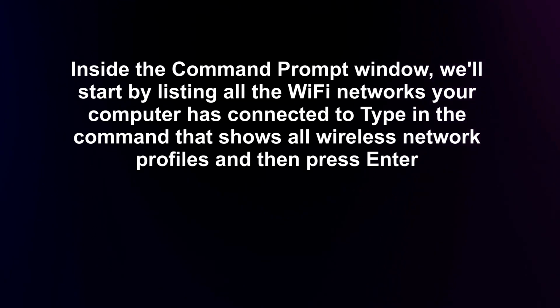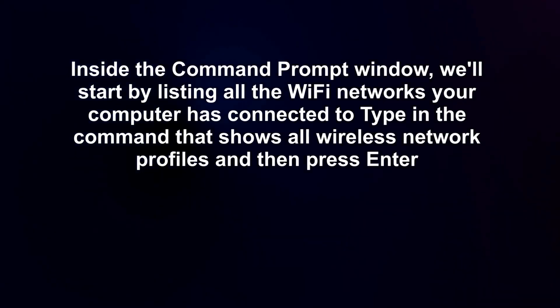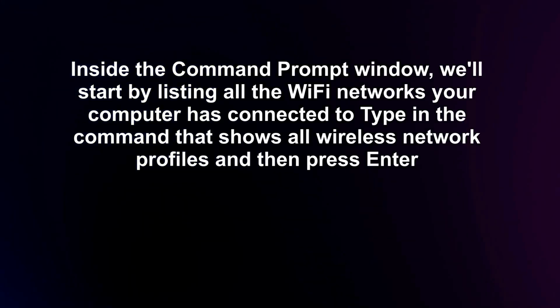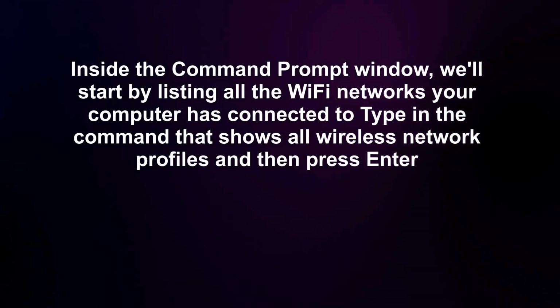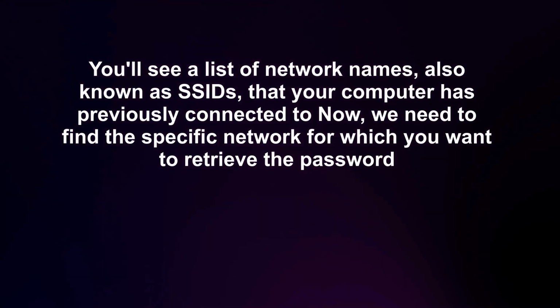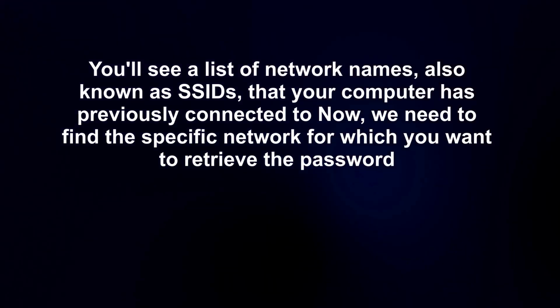Inside the command prompt window, we'll start by listing all the Wi-Fi networks your computer has connected to. Type in the command that shows all wireless network profiles and then press Enter. You'll see a list of network names, also known as SSIDs, that your computer has previously connected to.